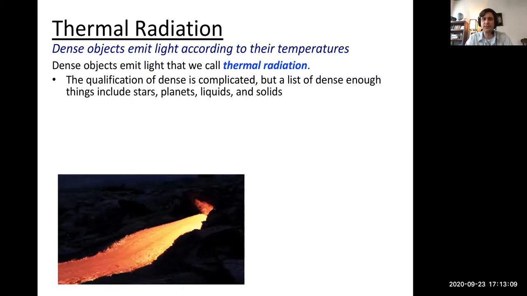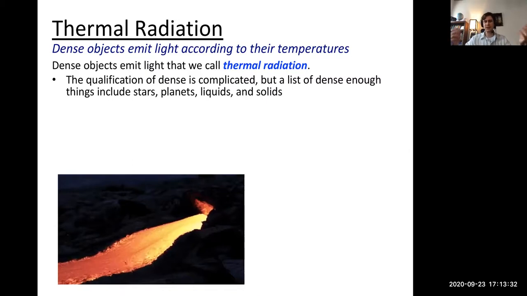You are dense enough to give off thermal radiation. I am dense enough to give off thermal radiation. The water in my water bottle is dense enough to give off thermal radiation. This juggling ball is dense enough to give off thermal radiation. The water in a pool is dense enough to give off thermal radiation. Pretty much every solid and liquid is dense enough to be emitting light as thermal radiation.